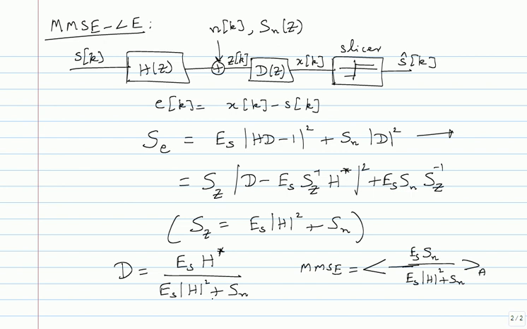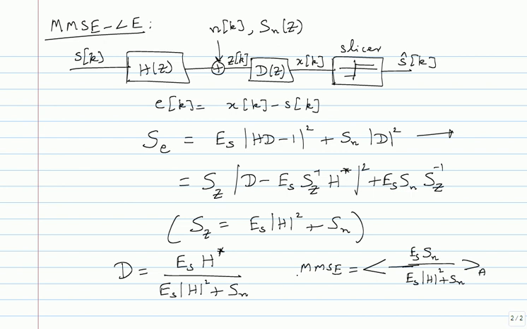If you notice here, the filter is slightly strange, right? ES H star divided by ES mod H squared plus SN, but it's a filter, so it defines a frequency response. If all these cases are rational, it once again gives you a rational Z transform. So it's all rational and nice, no problem. That's the choice. You did the expression, you got an answer. There's nothing more to say beyond that. That's the simple question.